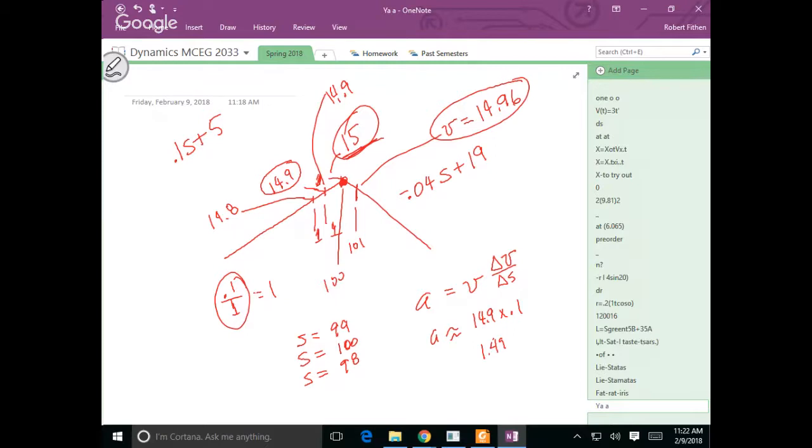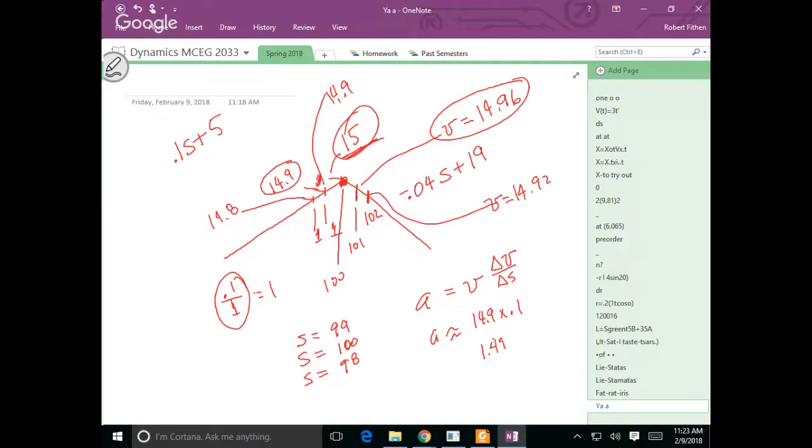Then the next key is you look at one more spot out here at 102. At 102 you see 19 minus 0.04 times 102, or 14.92. So what you're seeing is, looking to your right, he's going slower. You look to your left, he's going faster. So he's got to be decelerating some. So he has to be underneath the axis.